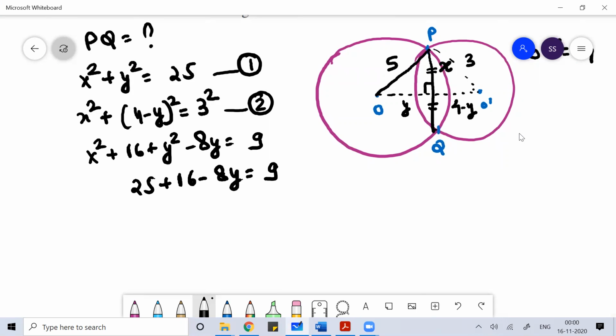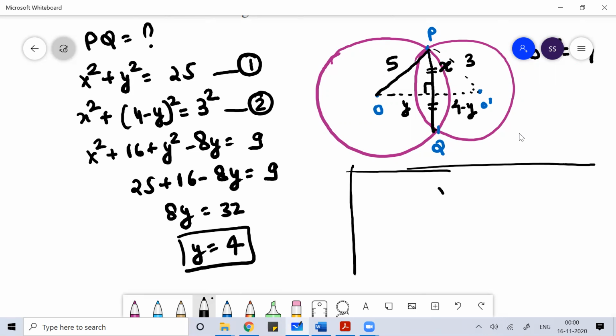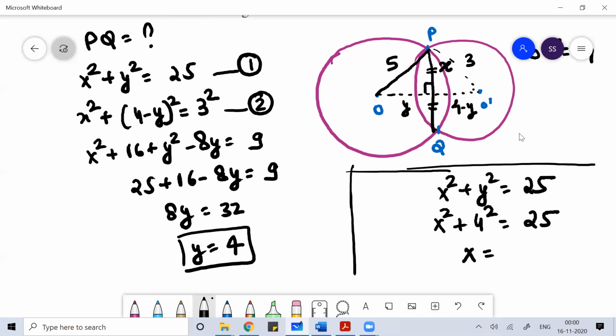So that is 41. 41 minus 9 is 32. So 8y is 32. So y is equal to 4. So if y is equal to 4, you know that x square plus y square is equal to 25. X square plus 4 square is 25, so x square is 25 minus 16, that is 9. And so the value of x is plus minus 3. So the value of x cannot be negative. So the value of x is 3. So what is the length of PQ? So PQ is 2x, that will be equal to 6.